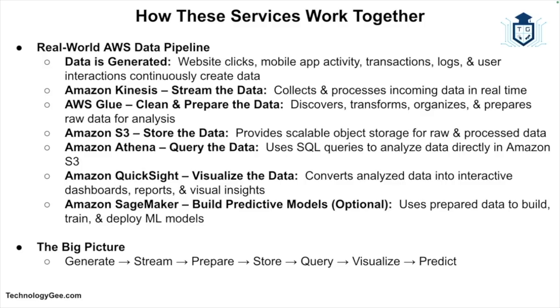You've got AWS Glue that will clean and prepare the data. Then the data is going to be stored in S3. Amazon Athena is going to query that data. Then Amazon QuickSight is going to visualize it. And then Amazon SageMaker may use that data to build predictive models. That is the ecosystem. And honestly, that's exactly what AWS wants you to understand for this exam.